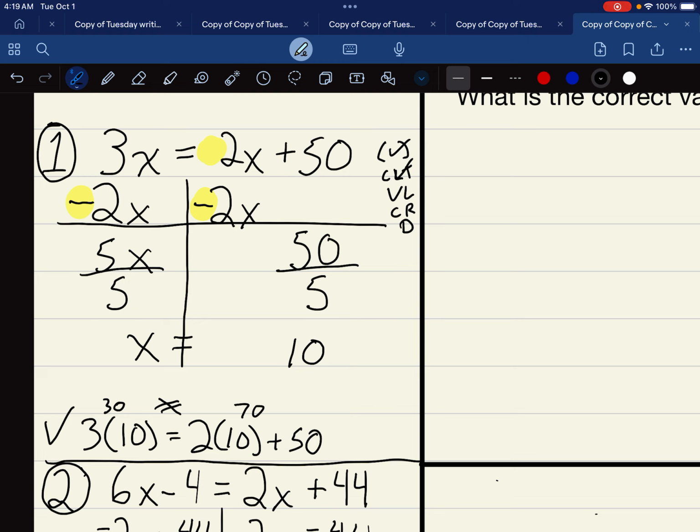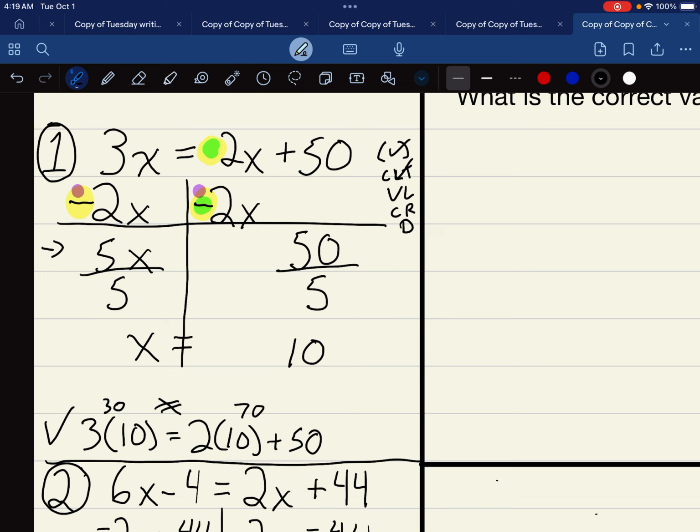So these, let me use a different color. This and this should always be opposite signs. Okay. Then this and this should always be the same signs. That's an easy thing to check, but it's a common mistake, and it's an easy mistake to make. So that means that we need to start our correcting here.